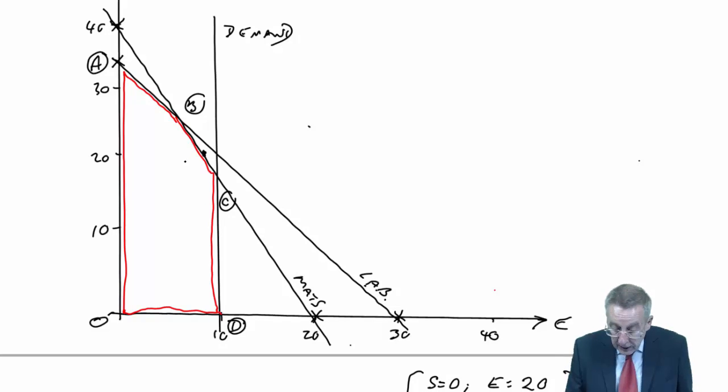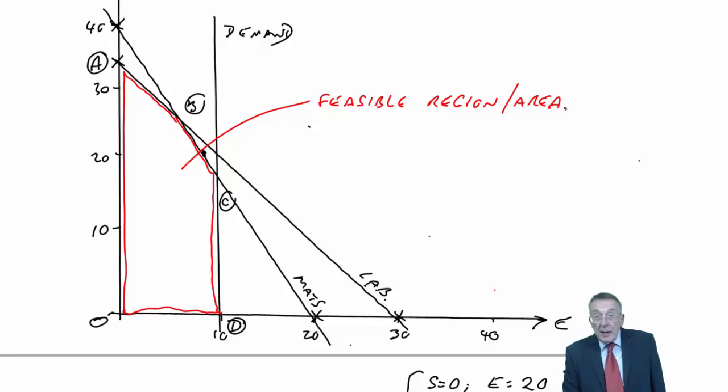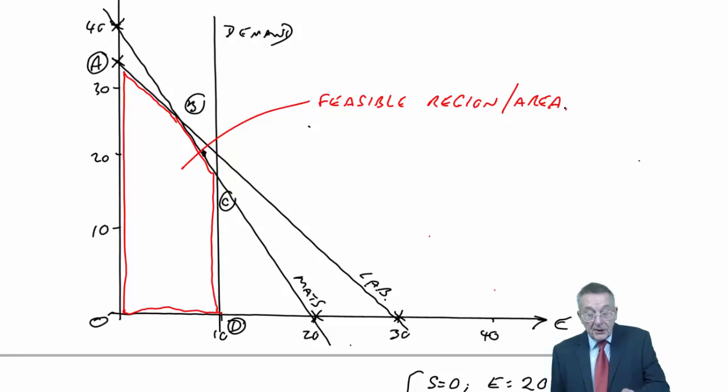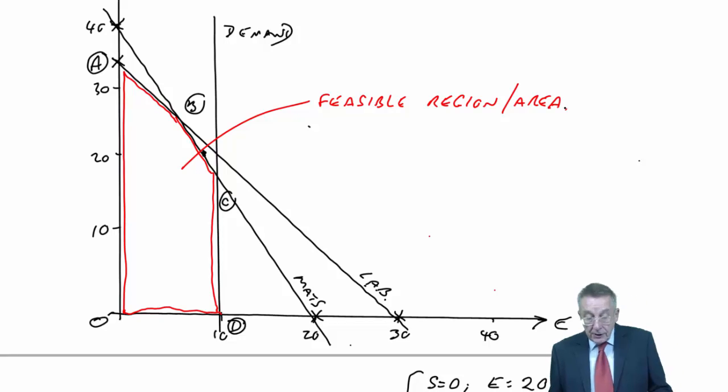And that area, you could test on the terminology, we call that area the feasible region or feasible area. So we have now limited the possible answers. But of course, there's still any number of combinations of S and E which fit on the edge of or within that area. We have to decide which gives the biggest contribution.